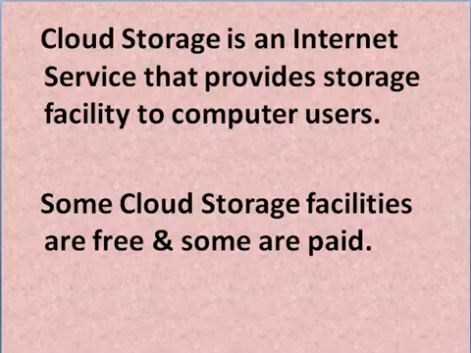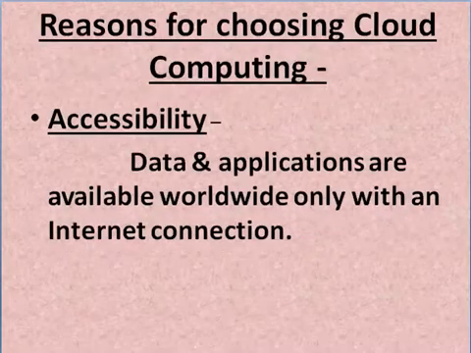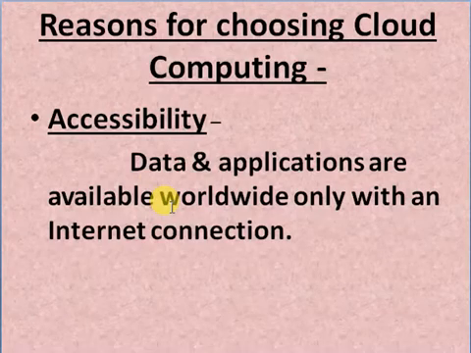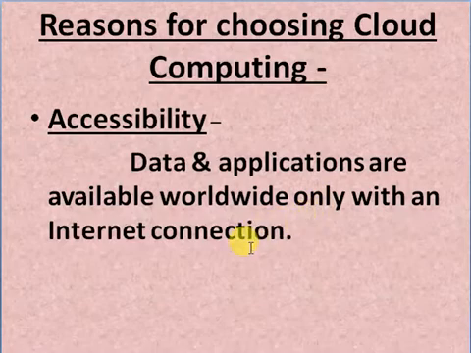Now, what are the reasons for choosing cloud computing? Number one, accessibility. Now, what is accessibility? The data and applications are available worldwide with only an internet connection. So if we have the cloud computing facility, we can have our data anywhere in the world. The only requirement is an internet connection.